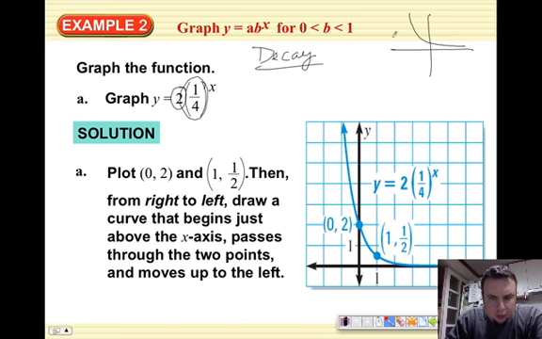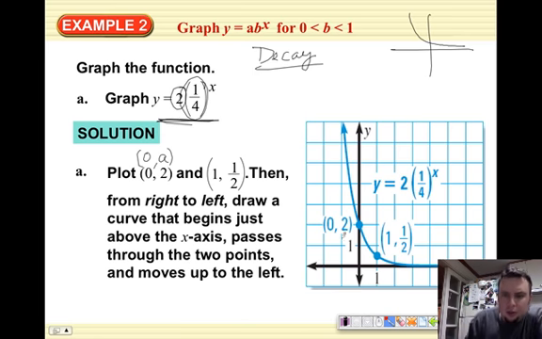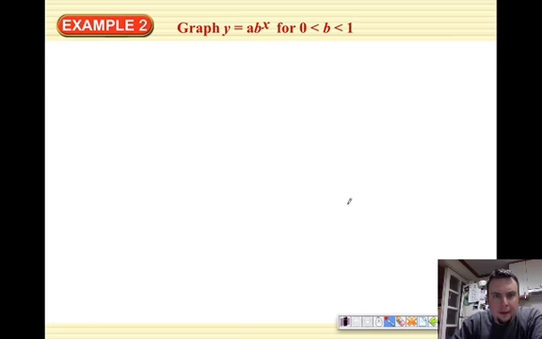Alright? Now you know a couple points just by looking at this equation right here. Remember, (0, a) is always a part of an exponential function. (0, a), (0, 2). So you put (0, 2). And then 1, put 1 in here, and that's easy to do. 2 times 1/4 is 1/2. There you go. (1, 1/2), and then you know it's going this way because you know it's a decay. So that's all they did. Actually quick and easy.